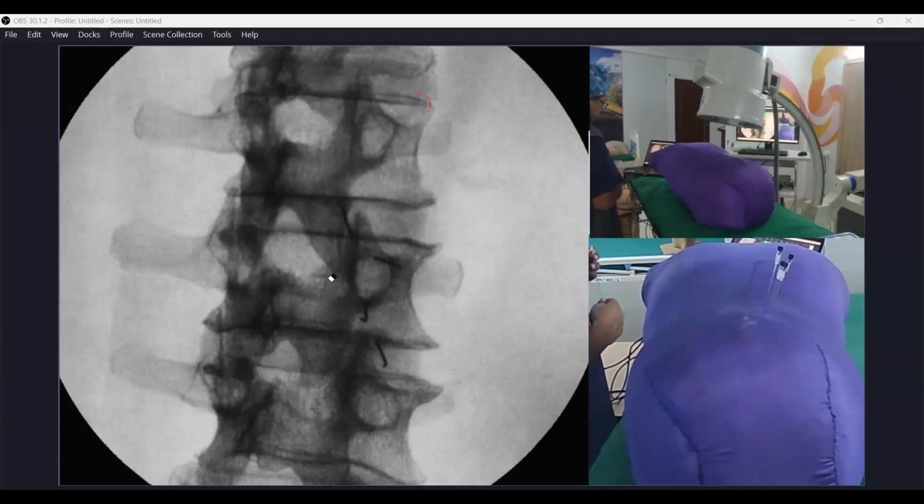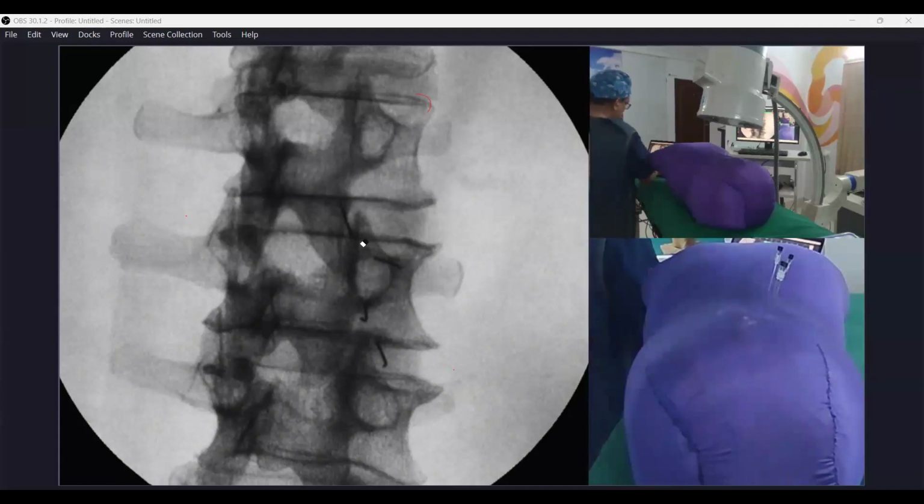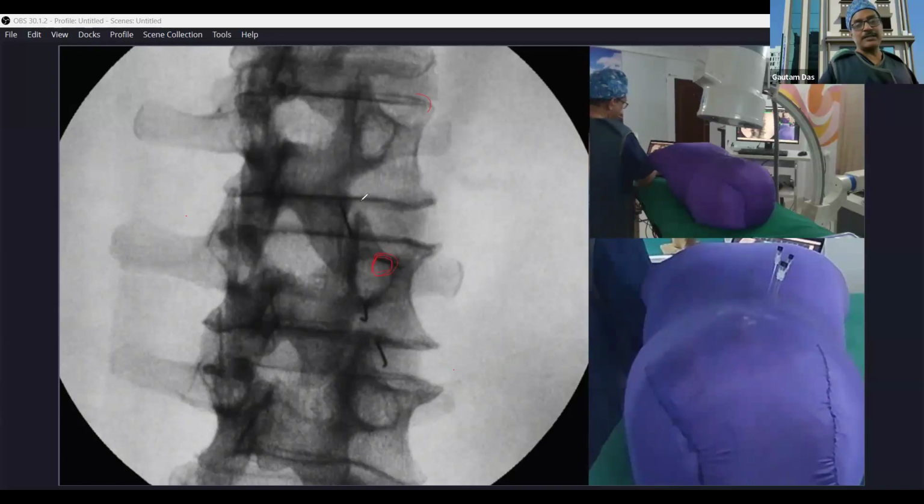Sir, what is the needle tip position in medial branch block? This is the needle tip position, at the junction of the superior articular process and the transverse process.